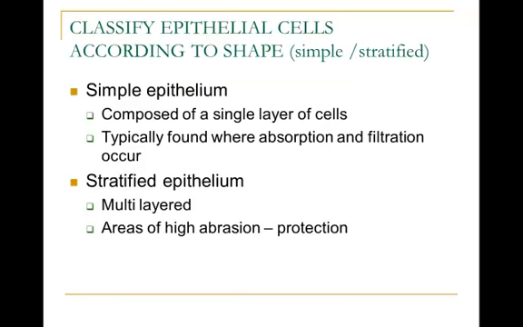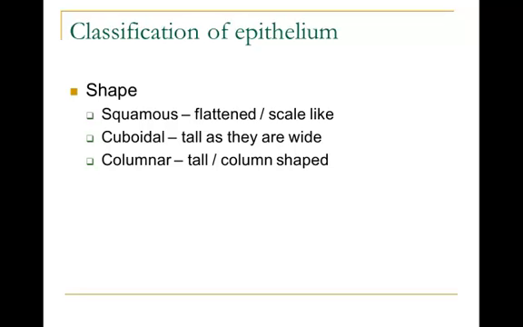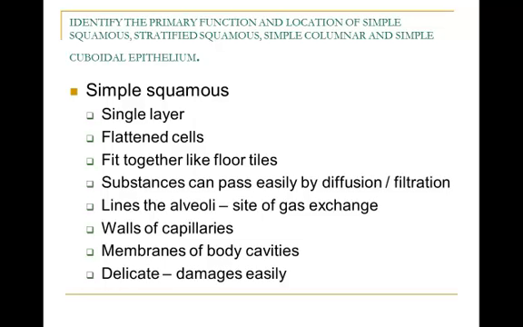So looking in terms of how we classify them, we classify them according to their layers. Okay, are they simple or stratified? Simple means one layer, stratified means multi-layered, right? Versus shape. So they can either be, what we've kind of looked at is scale-like, cuboidal, which, oh, that's not a very good cube, sorry. Cuboidal means like a cube, and columnar where they're taller than they are wide.